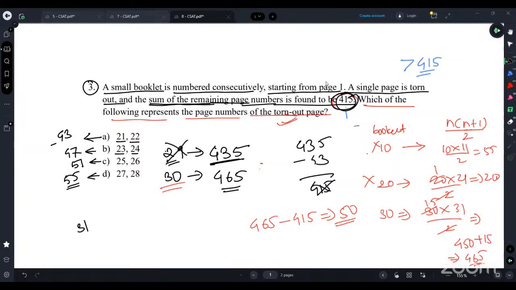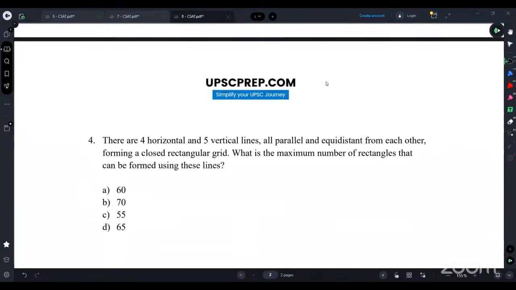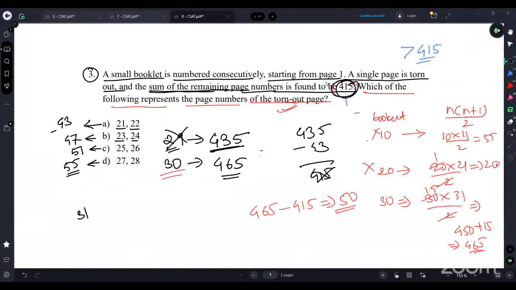How many of you got the answer for this question? For the third question, we have given answer C. So it should be 25 and 26. So in this case, this 415 should not be 415. It should be 414, guys. This was, I think, a mistake from my side. It should be 414, right?